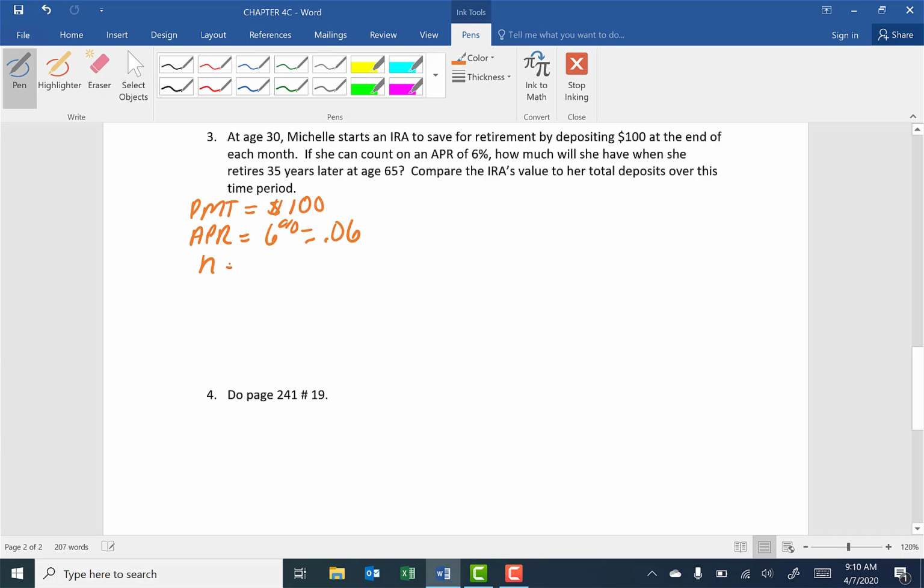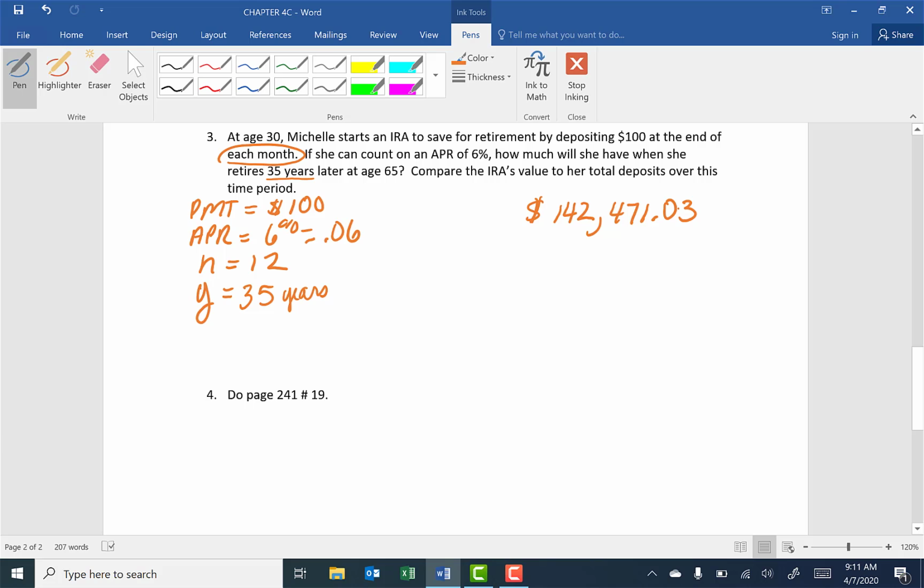The N is equal to 12 because it is each month. And then our Y is equal to, we have to figure out our years. She wants to know how much she'll have when she retires 35 years later. So Y is going to be 35 years. So I want you to use the savings plan formula and work that out, and I'll give you your final answer here so you can see if you get it. Your final answer is $142,471.03.